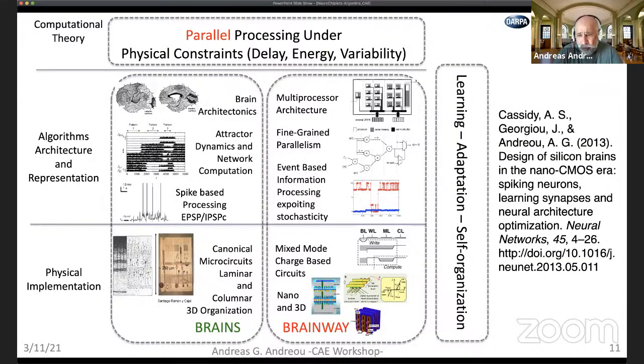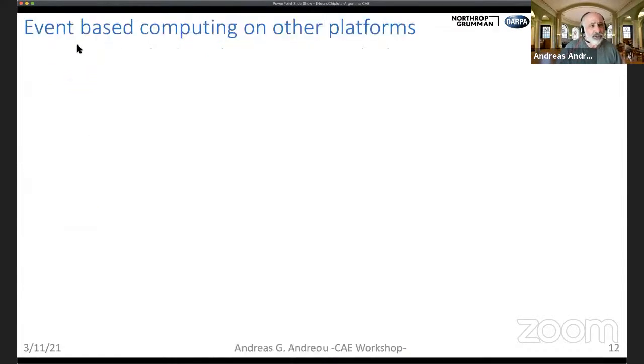So we set up a research program, articulated about 7 years ago in a paper that Andrew Cassidy, Julius, and I wrote, to design silicon brains in the nano-CMOS era. We recognize that there are some parallels between brains and silicon machines, but those parallels we should abstract. And to do that, we thought it would be good to address the building of brains in bio-inspired computing systems by looking at 3 levels of description.